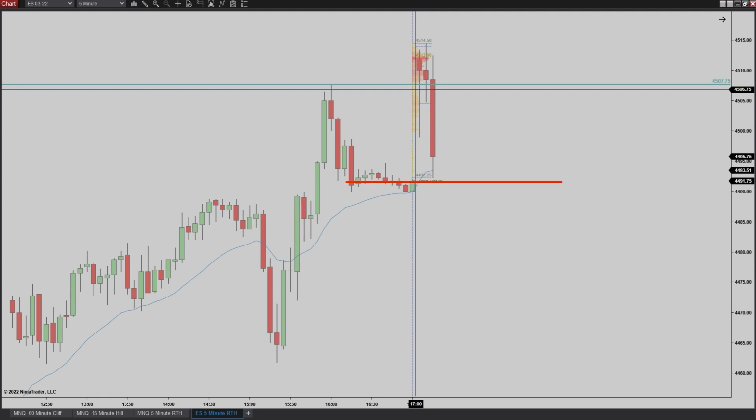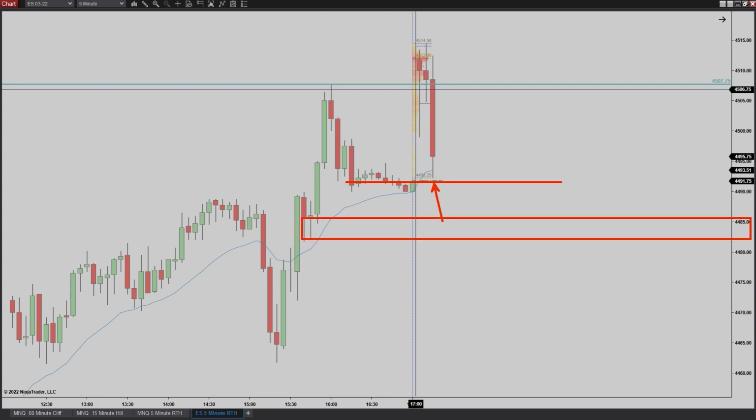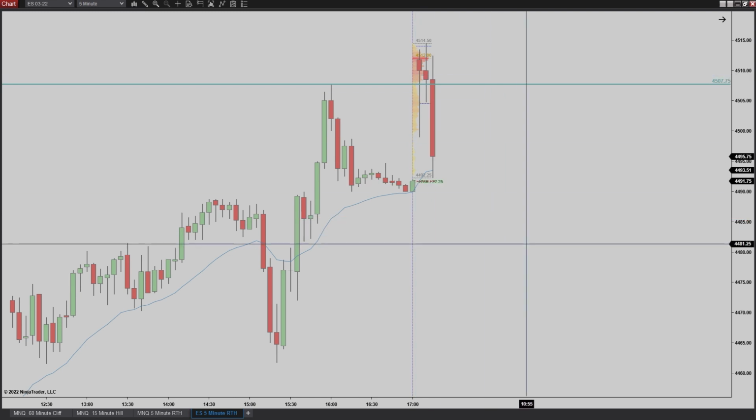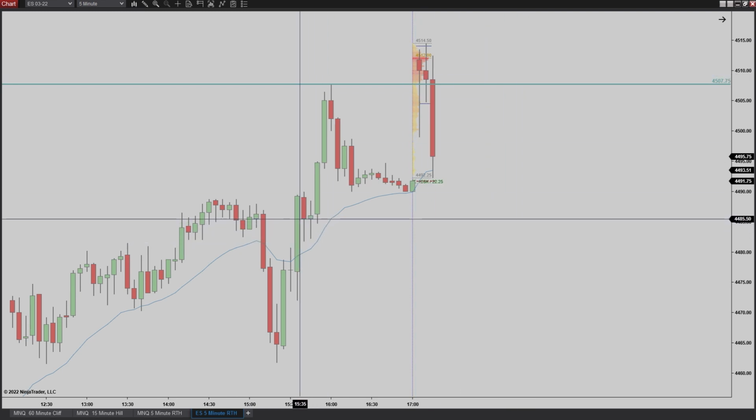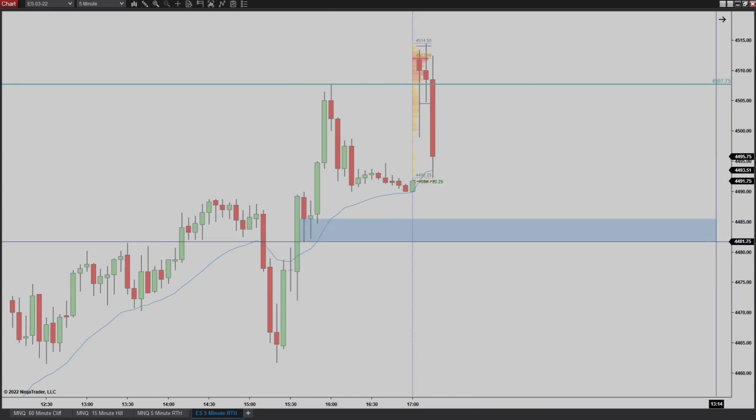All the support's down here. This is where the buyers want to come in. If they do go a little bit further, the next zone of support would be that pocket of wicks right there at 44.85-ish. That's about it. Let's mark that one up just so we've got it. Otherwise, we're just kind of hanging out in limbo right now.